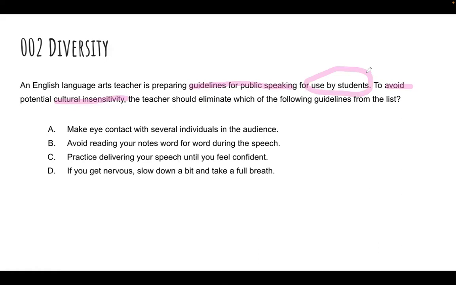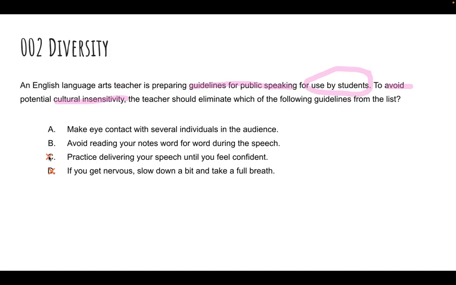So let's identify words that are not. Which one of these is for sure not culturally insensitive? I think D. D is not an example. This can't be misconstrued as, C. Yes.